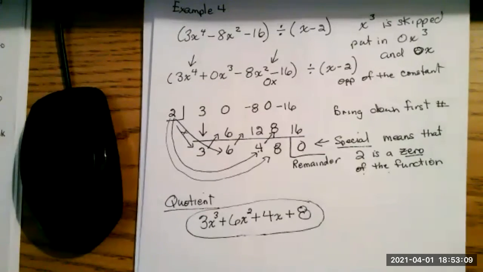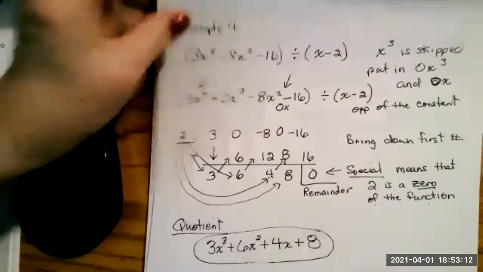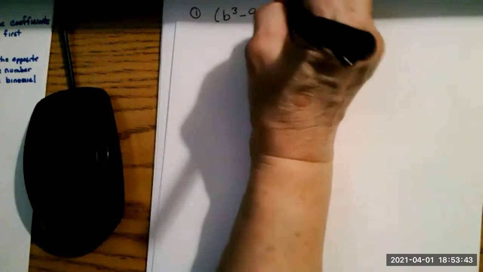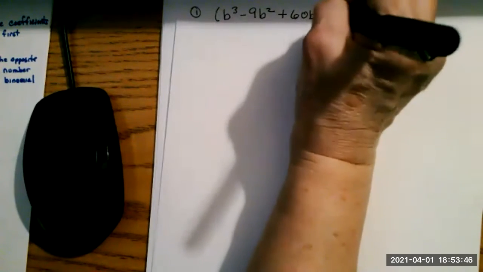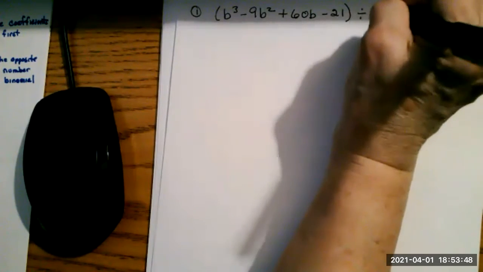All right, we're going to work some of these problems from this set, and then we'll do the college algebra set that uses synthetic division in a different way. Okay, we've done number 4. This is number 1. Use synthetic division to divide. And they give us b cubed minus 9b squared plus 60b minus 21 divided by b minus 5.